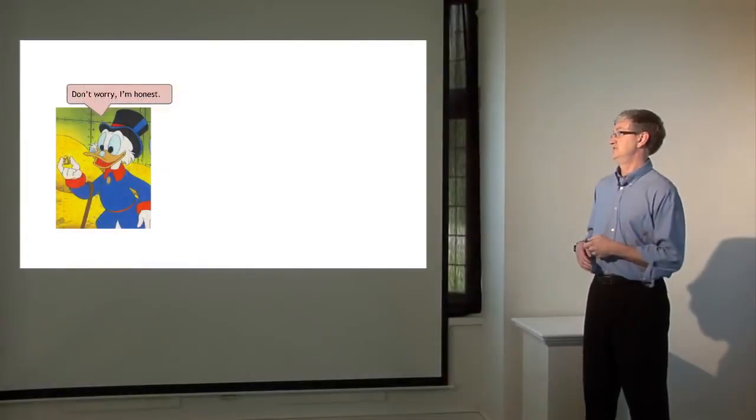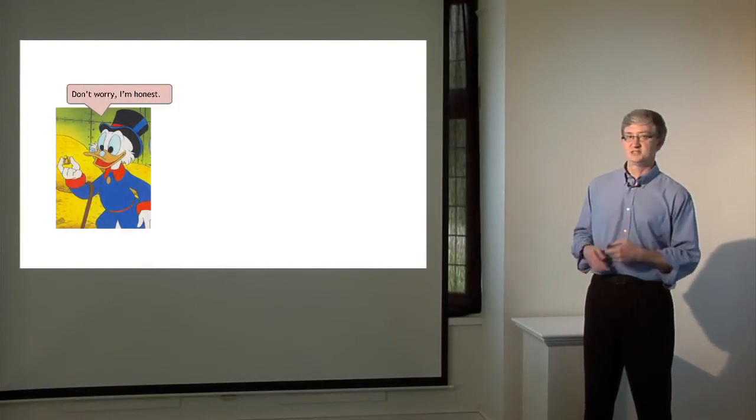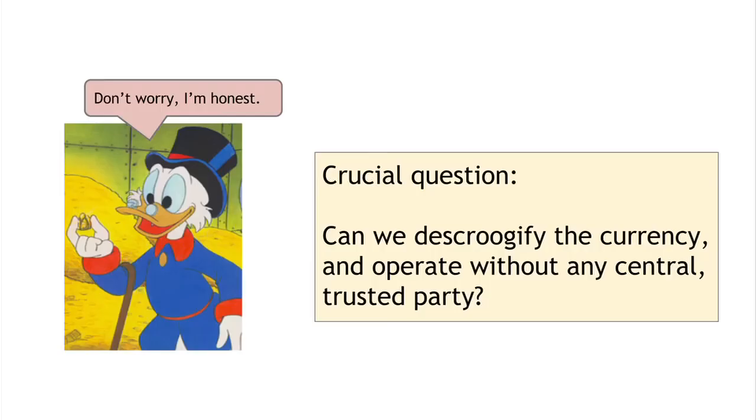Or if Scrooge just gets bored of the whole Scrooge Coin scheme and stops doing the things that he's supposed to do, then the system won't operate anymore. And so the problem we have here is centralization. Although Scrooge is happy with this system, we as users of it might not be. So the central technical challenge that we need to solve in order to improve on Scrooge Coin is, can we de-Scroogify the system? That is, can we get rid of that centralized Scrooge figure? Can we have a cryptocurrency that operates like Scrooge Coin in many ways, but doesn't have any central trusted authority?